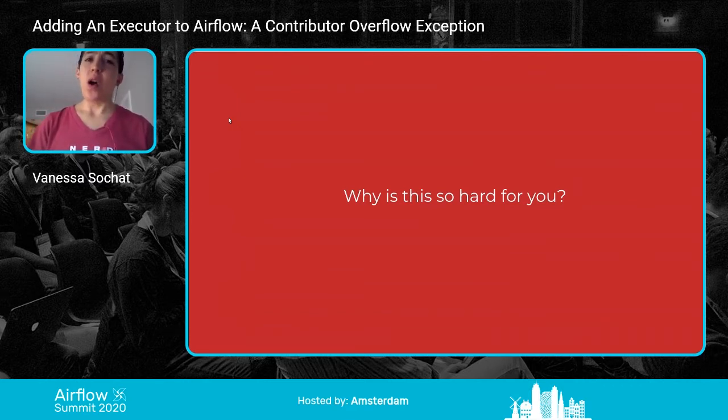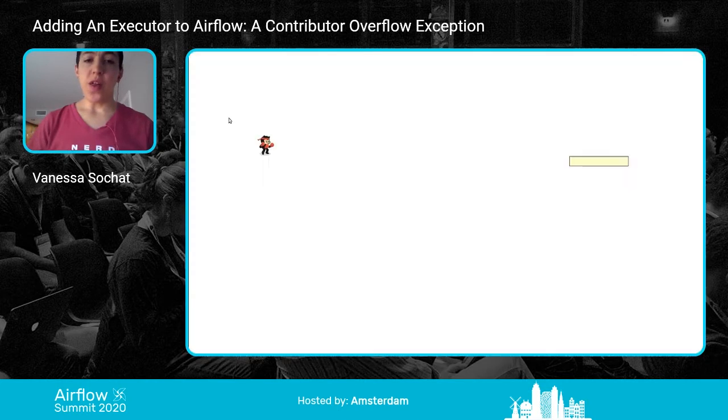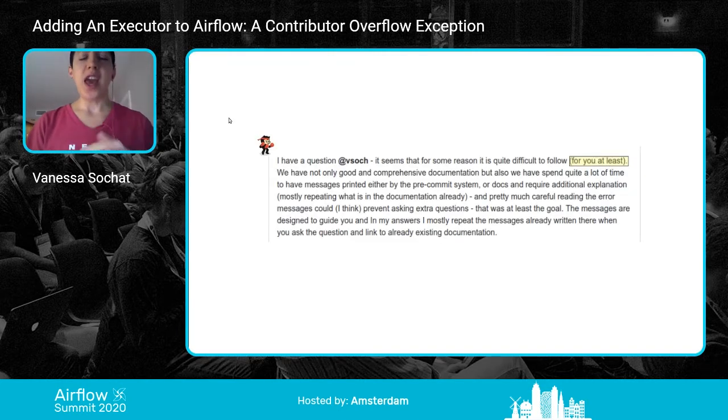But then this happened. Why is this so hard for you? So that same community member came back and they said, I have a question, Pushina Cat. It seems that for some reason it is quite difficult to follow, for you at least. Now, up to this point, Pushina Cat had looked at everything that this particular contributor had said on GitHub and on Twitter, and had really believed that it was said with the best intentions, trying to be supportive, and maybe just not said in the best way, but she was okay with that.